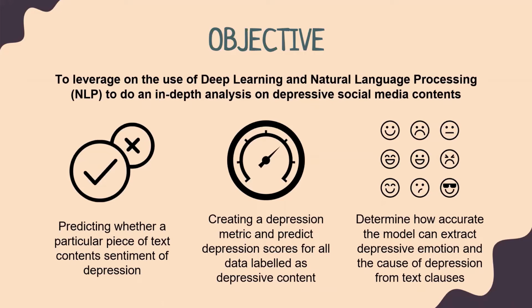Specifically, we will begin with the more common task of predicting whether a particular text contains sentiment of depression. Then we will dive deeper to create a depression metric and predict depression scores for all of the data that are labeled as depressive content. Lastly, we will experiment with the more uncommon task, emotion cause pair extraction, which is to determine how accurately the model can extract the emotion and the cause of depression from text clauses.